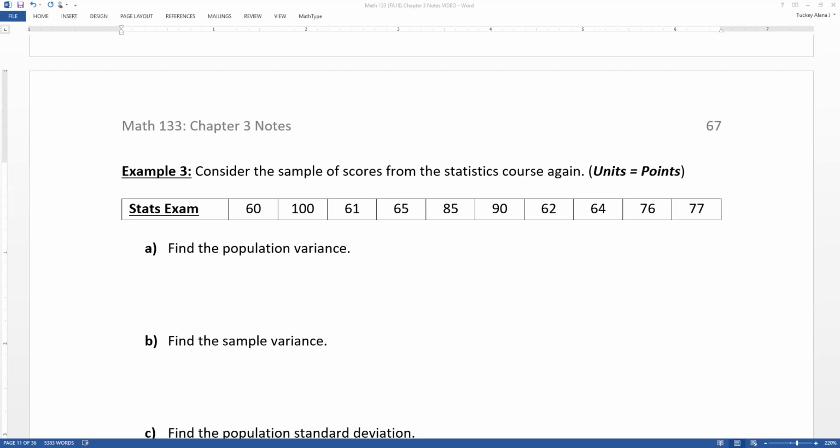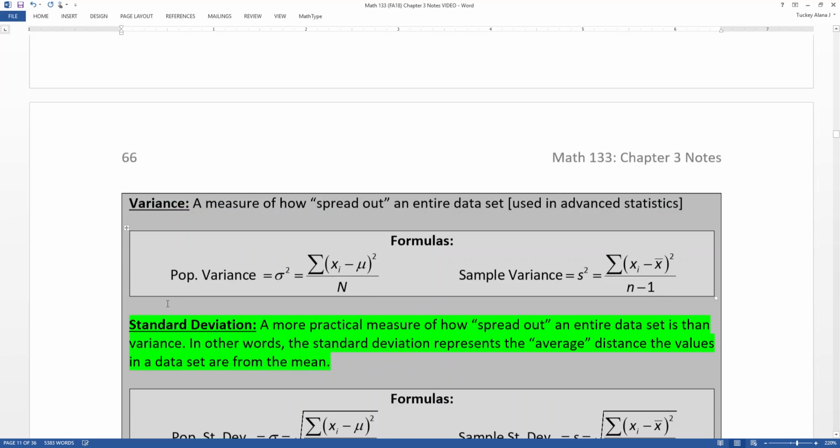Let's finally put it all together and wrap this problem up. Namely, we're going to find the population variance, the sample variance, the population standard deviation, and the sample standard deviation for this stats exam problem that we've been working on. So let me just recap real quickly.